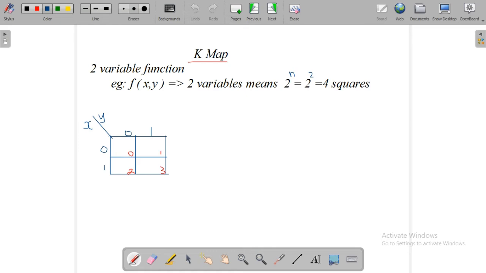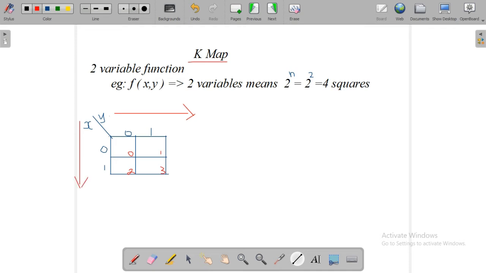So 2 variables means we will get 4 squares or 4 cells like this. Each cell: 1, 2, 3, 4. One variable is represented by the vertical axis, and the other is represented in the horizontal way. So x is represented vertically, y is represented horizontally.